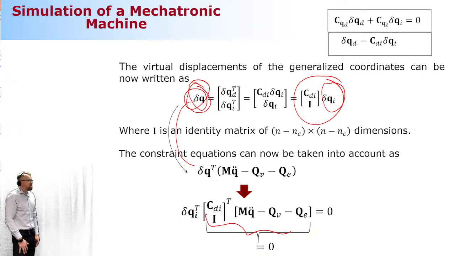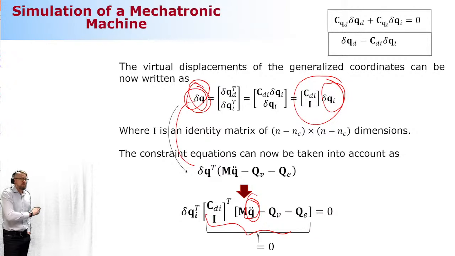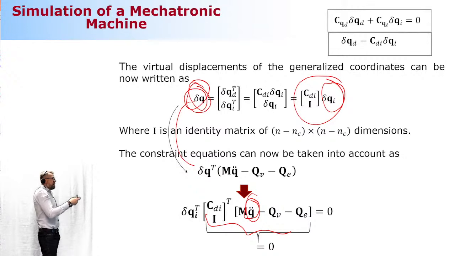That's all you need to know. There's one more but, and it's quite a serious but. The but is that I need to do the coordinate partitioning at acceleration level too, to get rid of this monster guy. This guy still consists of all the generalized coordinates, and I don't want that. I want to have only independent ones. I can make that happen too at acceleration level. And once I do that, then I will get an equal number of differential equations as the number of degrees of freedom.